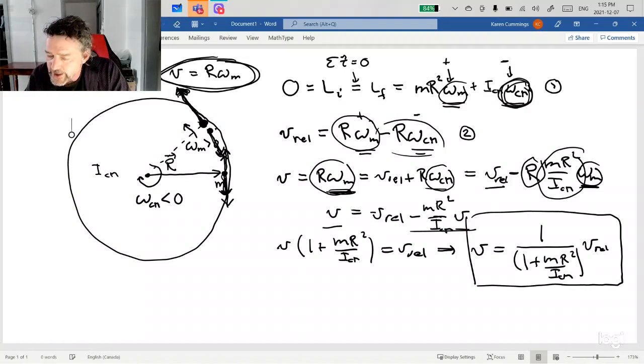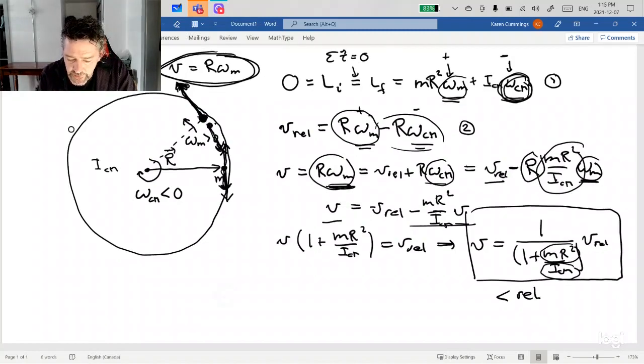And we notice that this answer for the speed is less than v rel. So this person is walking with some speed, maybe like 3 meters per second relative to the disk, but the disk is rotating clockwise, and so the person's speed relative to the ground is less than that. How much less? Well, by this factor over here. And so you always have dimensionless ratios. This is the moment of inertia for the person. This is the moment of inertia for the disk.